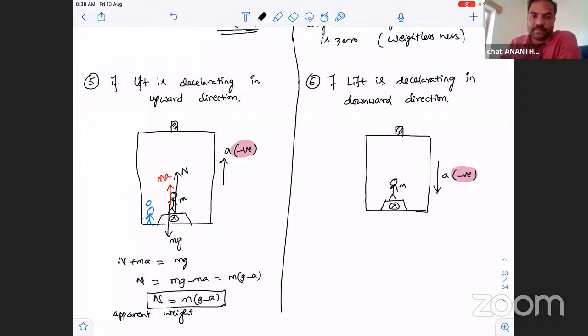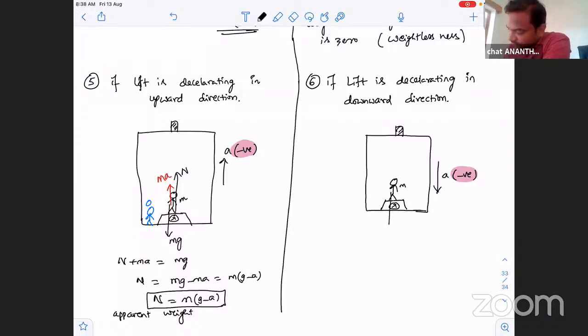Yes, N value will be m into (g plus a). The solution is very good. See, if you understand the logic, you can solve the questions with the logic also. The physics is something like that. But if you understand the concept, that will be even better.